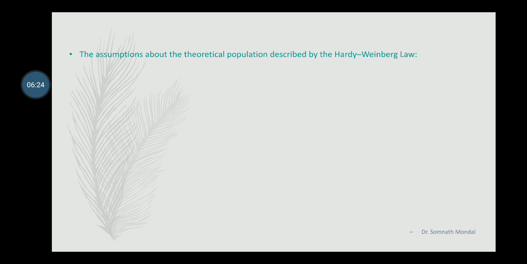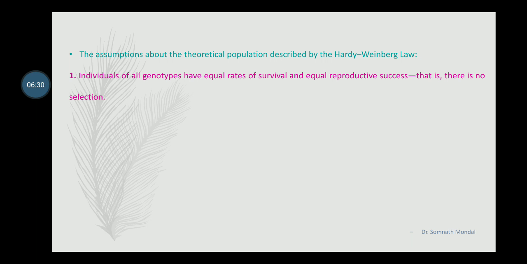Now, the assumptions about the theoretical population described by the Hardy-Weinberg law. First, individuals of all genotypes have equal rates of survival and equal reproductive success. That is, there is no selection pressure. That is quite unlikely in a real population. Second, no new alleles are created or converted from one allele to another by mutation. In reality, there are so many mutagenic agents. Therefore, a dominant allele can be converted into a recessive one.